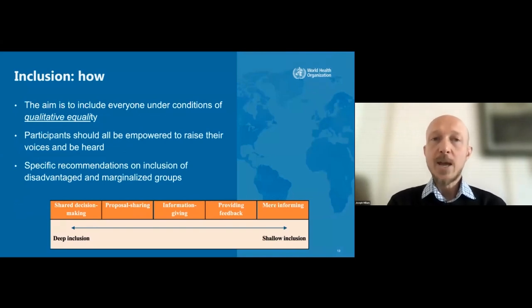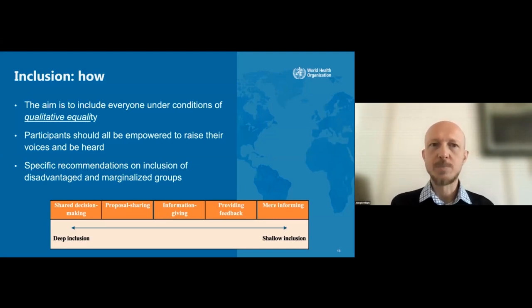On which note, we can say here a few things about how people should be included, and there's much, much more about this in the guidance itself. The overarching aim in thinking about how people should be included is to include them under conditions of qualitative equality, that is, within the priority setting exercise. As far as possible, people should have equality of power, equal voice, equal say. Participants should all be empowered to raise their voices and also to be heard.